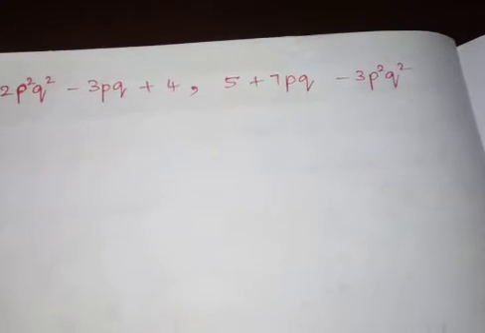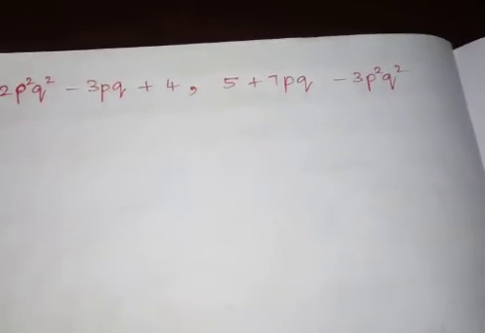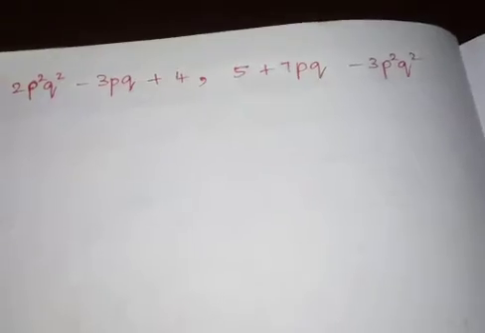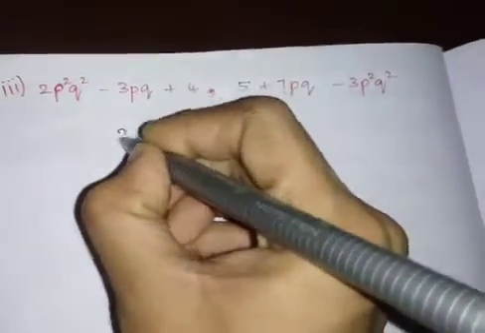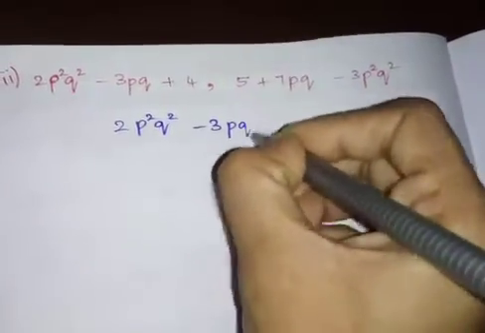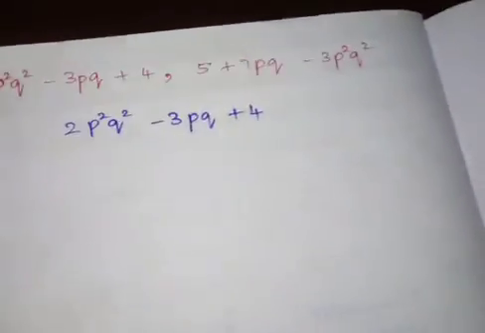Okay, now I'm going to teach you the third problem. I'm going to use the second method, like usual addition you will do, right? That method I'm going to use, but for the homework problem you should do both the methods, so only then you can understand how to find it in both the ways. Okay, so first I'll write the first expression, 2p square q square minus 3pq plus 4.